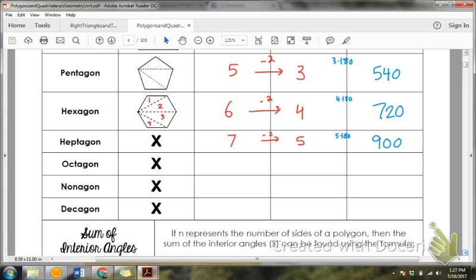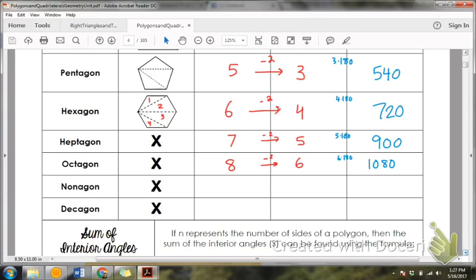Okay. What's an octagon? 8 sides. How many triangles do you think an octagon has? 6, right? Because we're subtracting 2 every time. And then to figure out how many degrees inside of an octagon, 6 times 180. That's 1,080.